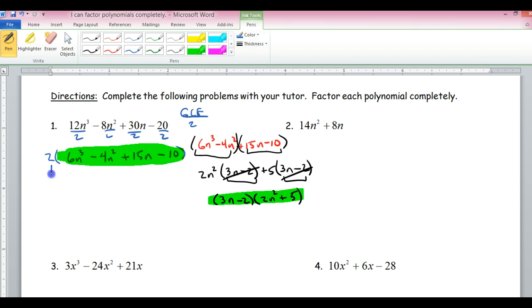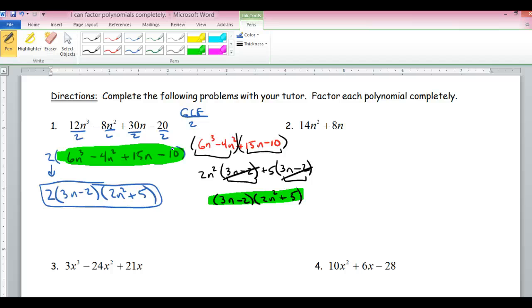So you go back, you bring down your GCF from the original problem of 2, and then you put the factored form in the place of 6n to the third minus 4n squared plus 15n minus 10. So you have 2 times the quantity 3n minus 2 times the quantity n squared plus 5. So this expression is factored, and this is equivalent to the original polynomial. Okay, it's the same thing, just written a different way.